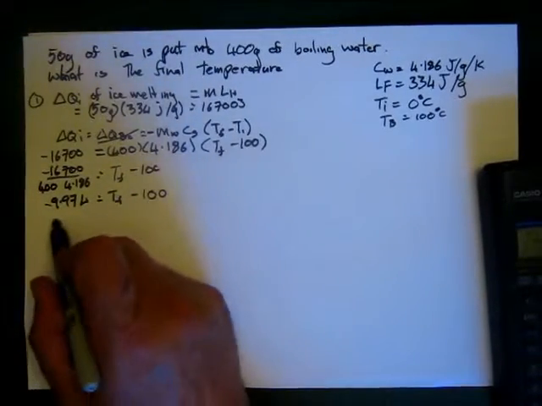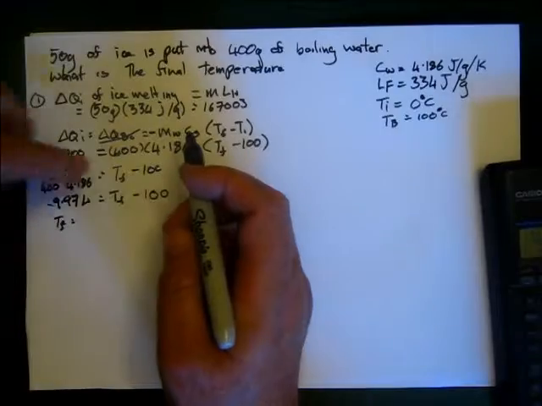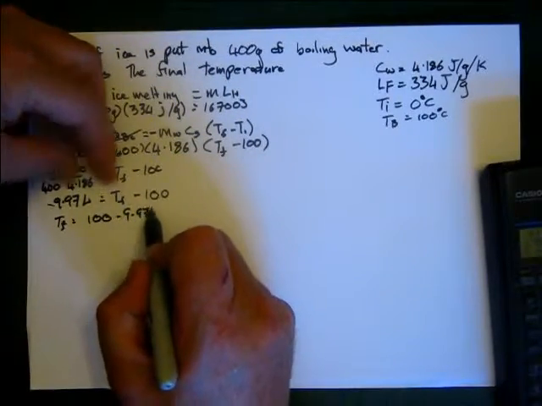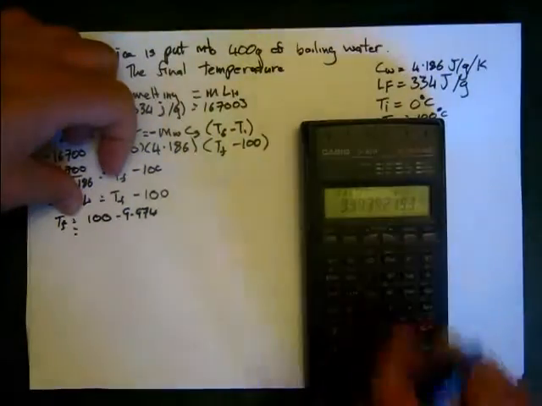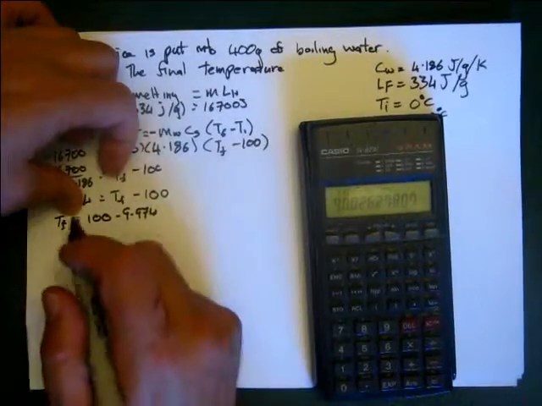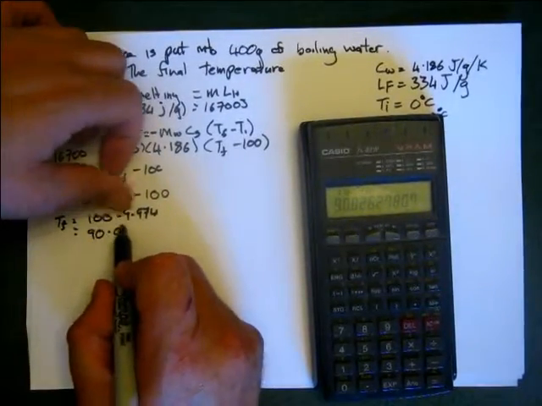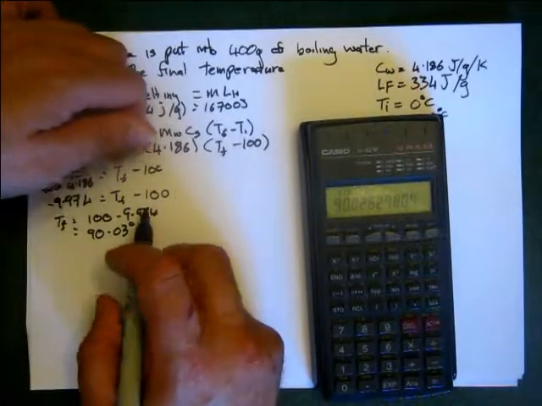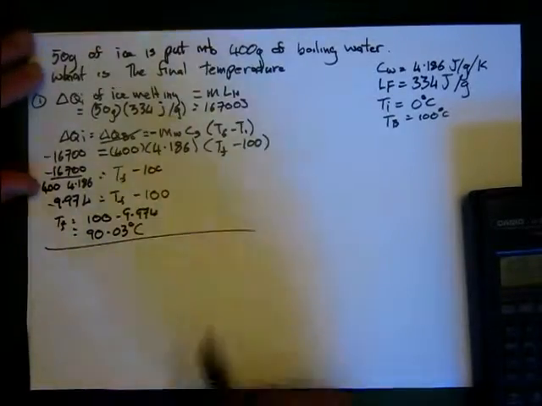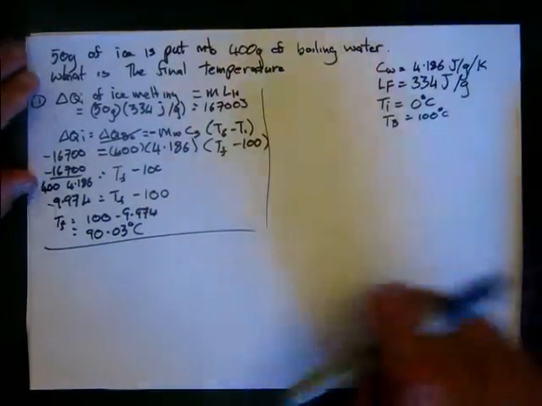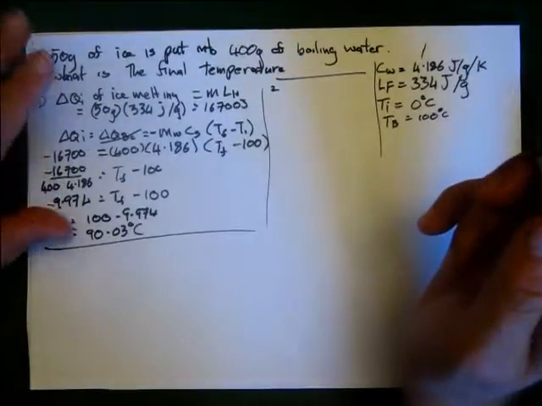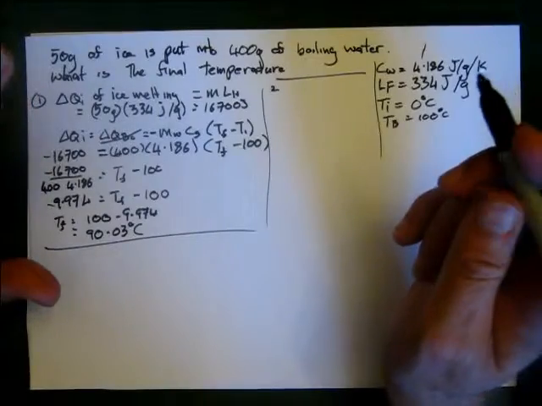So TF, just rearranging this, is going to equal 100 minus 9.974. So the temperature final here is going to be 90.03 degrees C. So that's at the end of stage 1. At the end of stage 1, how much did the temperature cool down by?